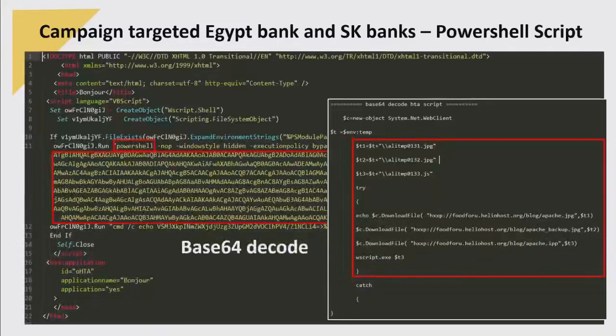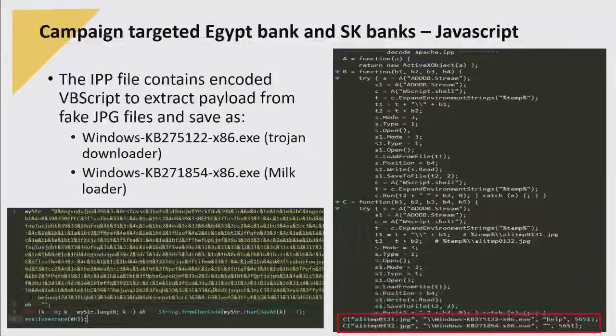And here's the screenshot showing the downloaded HTA file. You can see in this file there is some encoded PowerShell script. After decoding, there's the actual script that's running, downloading two JPG files and one JS file from the C2 server. And the JS file contains an encoded VB script, which will extract the payload from the other two fake JPG files.